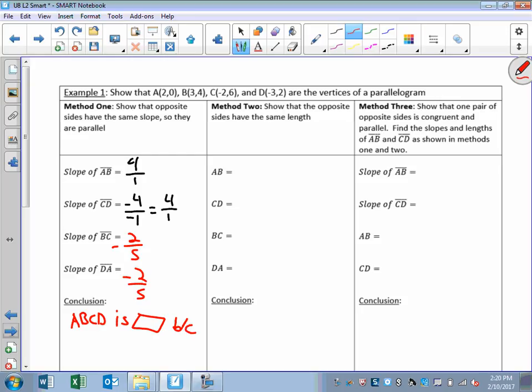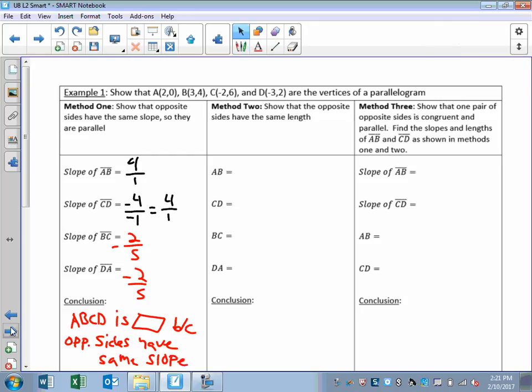because opposite sides have the same slope. So that's the first method.